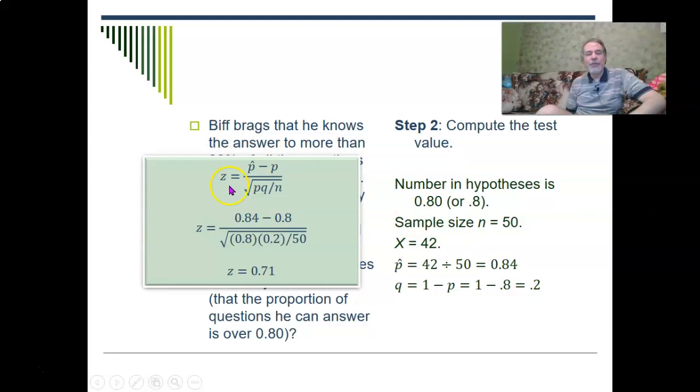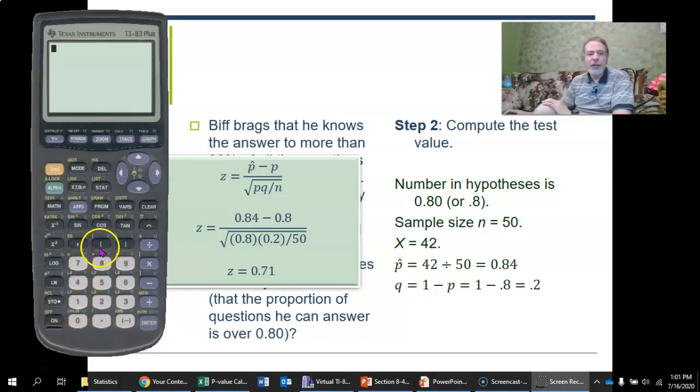And now here's the formula. Z equals p hat minus p over the square root of p times q divided by n. So for p hat, that's where we put in the 0.84. For p here and here, we put in just 0.8. Q is 0.2, n is 50, and let's see what this looks like on the calculator.